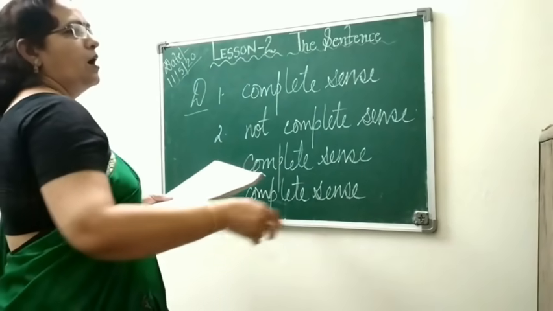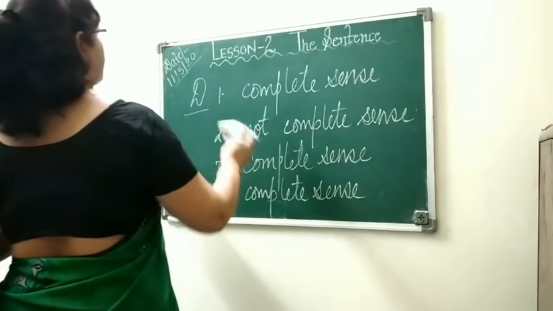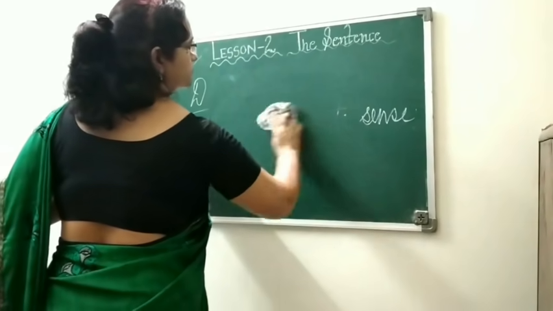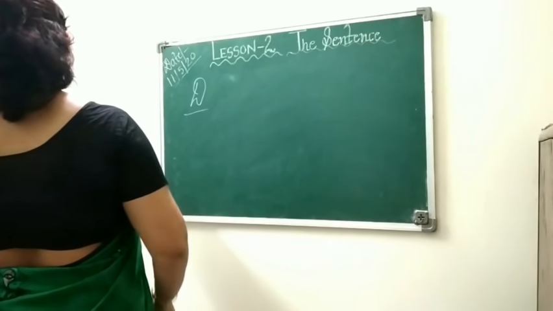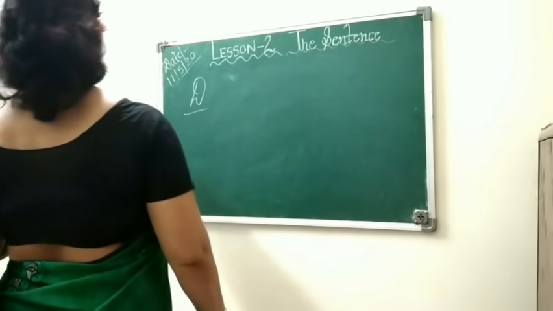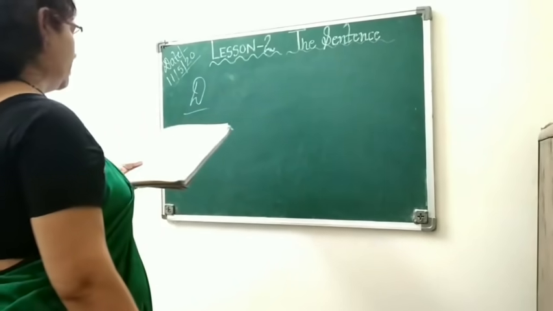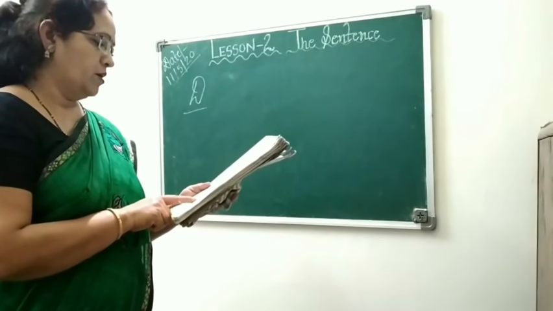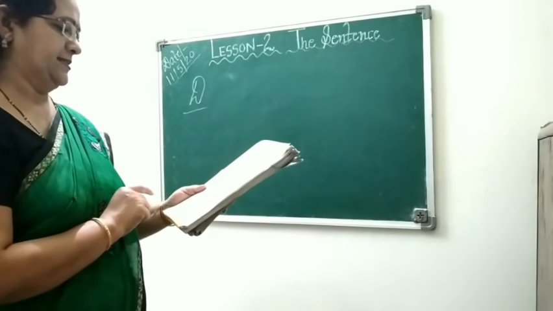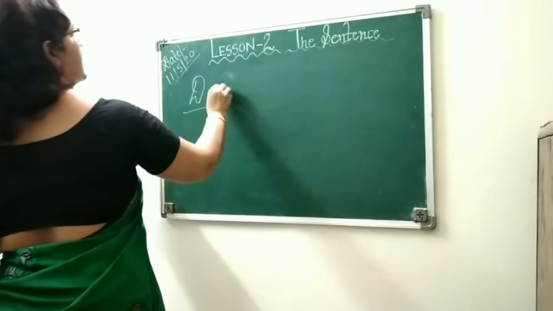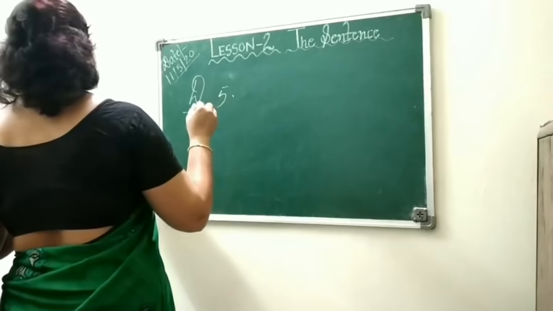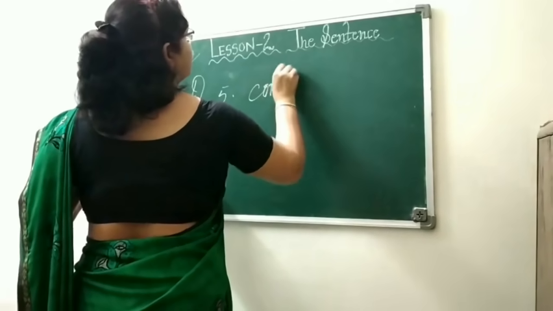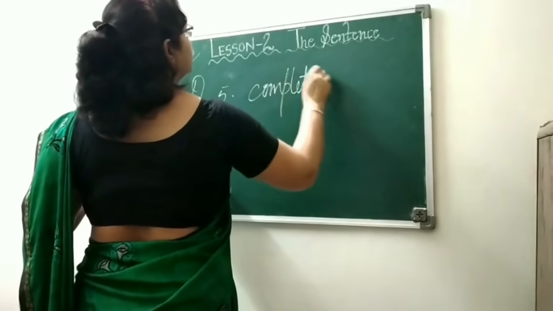Now let's see the fifth one. The fifth one is "We ate some rice." Can you tell, children, is it a complete sense or not a complete sense? Yes, it is a complete sense. So let's write for the fifth one, complete sense, because this sentence is making a sense.